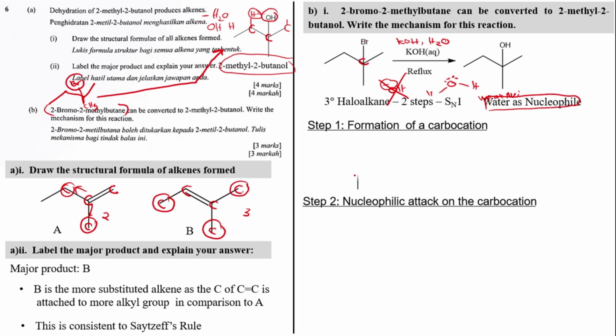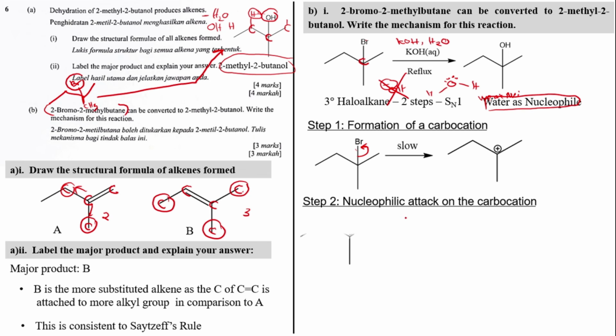So for step number 1, we're going to draw back our 2-bromo 2-methyl butane, and then it's going to break the bond by itself from the C-Br. Okay, and then this is going to produce a carbocation here. Okay, so this is why the name is formation of the carbocation. So it is a slow reaction.